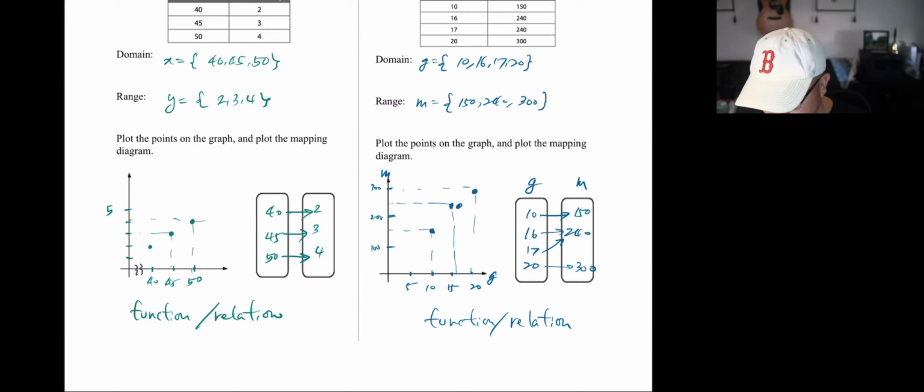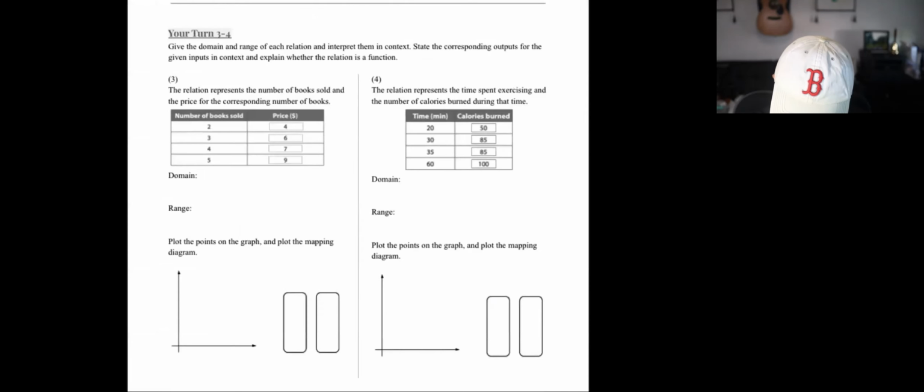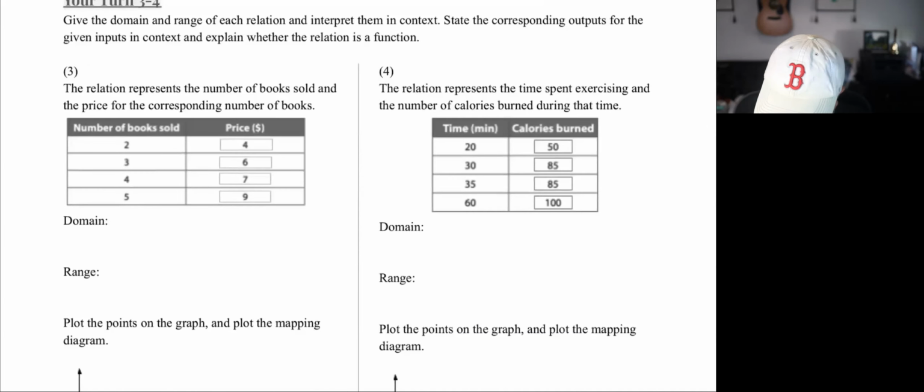Okie dokie. All right. So here is your turn. Let's see if you can do this. The numbers that are missing in the notes are 4, 6, 7, 9 over here, and 50, 85, 85, and 100. Okie dokie. Pause the video, please.